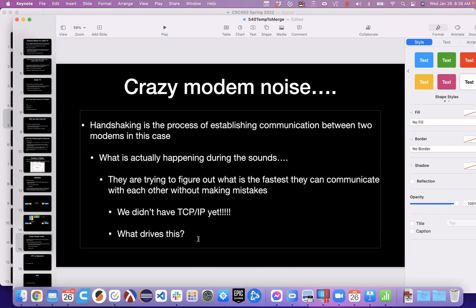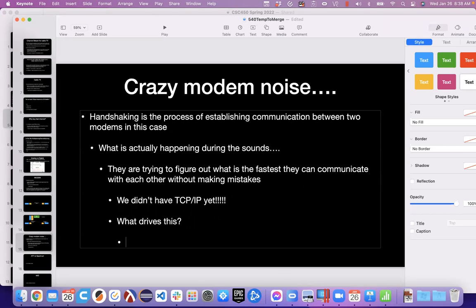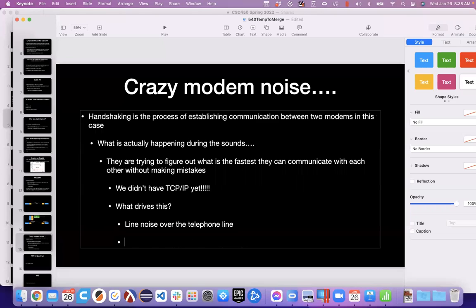All right. So what are the things that drive this? One thing might be line noise. Over the telephone line, being analog lines, there's interference with other telephone lines, and there could be other things in the ground that would cause some interference. So even if the telephone line was capable of a certain thing, the current state of it might not necessarily allow you to get that maximum speed. So line noise over the telephone line.